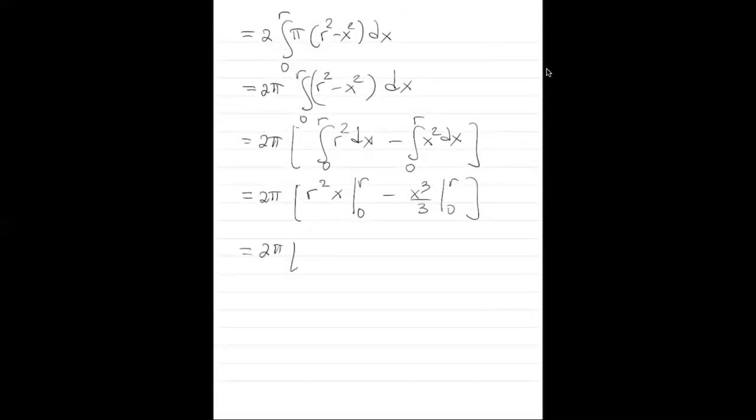So that's 2 pi times r to the third, minus r to the third over 3. The rest of the terms will be 0, and that is equal to exactly 4/3 pi r to the third, which is our familiar formula for the volume of a sphere.